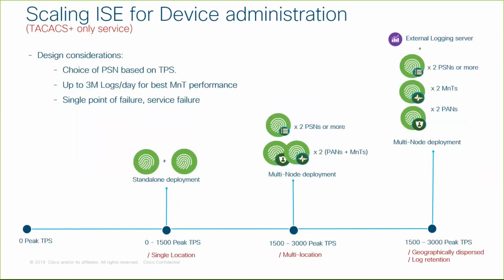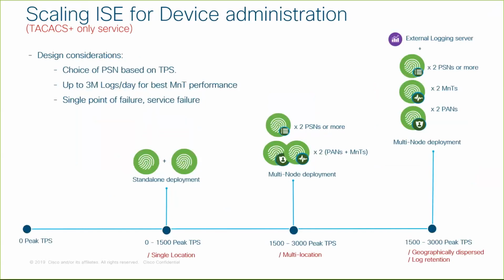Say if you have a manufacturing site or a central office in one site, this is an example of that. If you have multiple locations, say East Coast and West Coast, with different sites, and that supports more than 1,500 transactions per second, you could have a limited deployment with 2 PAN and MNTs. Here, PAN and MNT can be combined together in one node, and you can go up to 2 or more PSNs based on what kind of redundancy you need in your network.